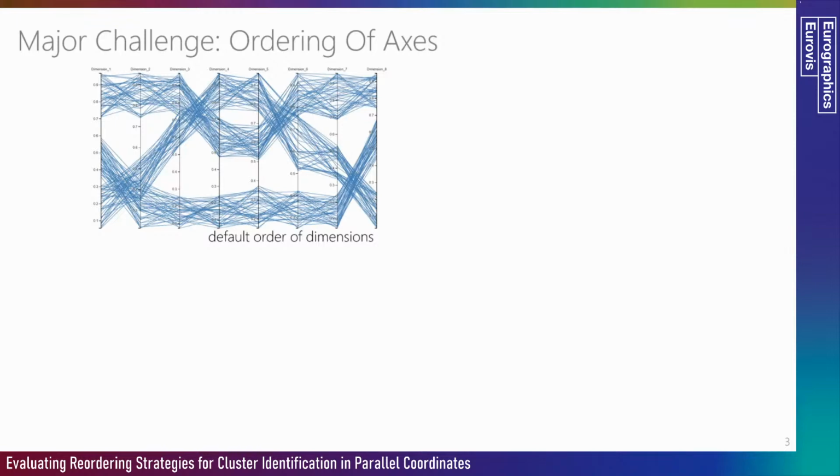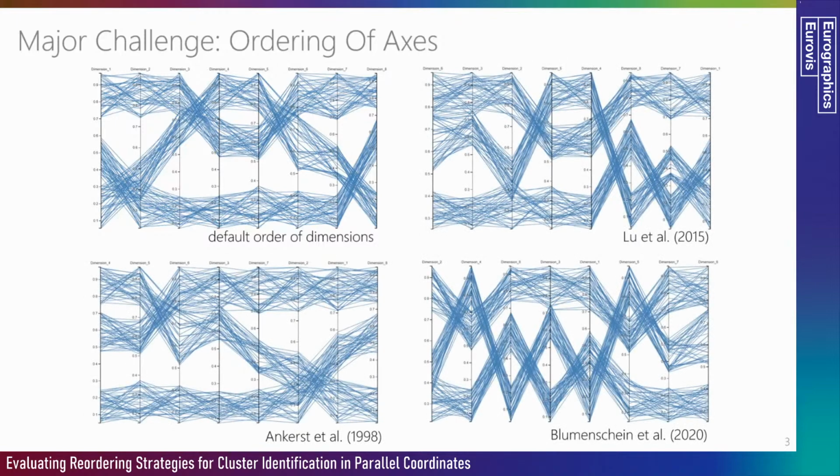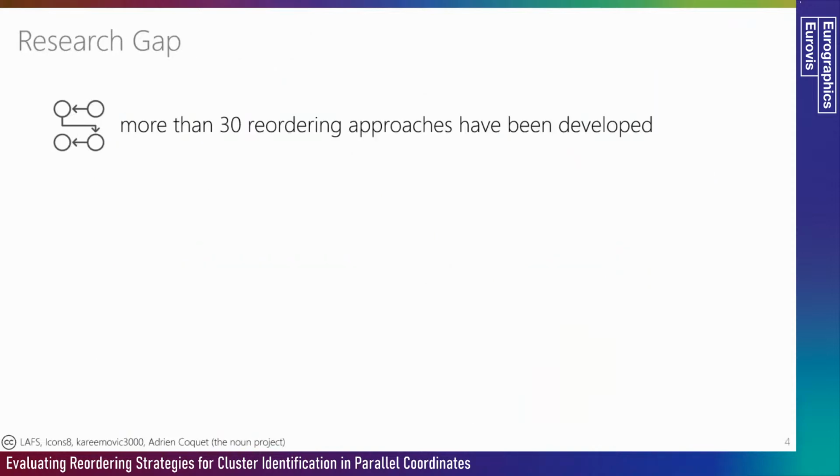Let's look at an example dataset, in which we order the dimensions by different algorithms. It's easy to see that a different arrangement of the axes changes the visual pattern significantly. The question is now, which is the right ordering technique for a particular analysis task, and in the case of this paper, to identify clusters.